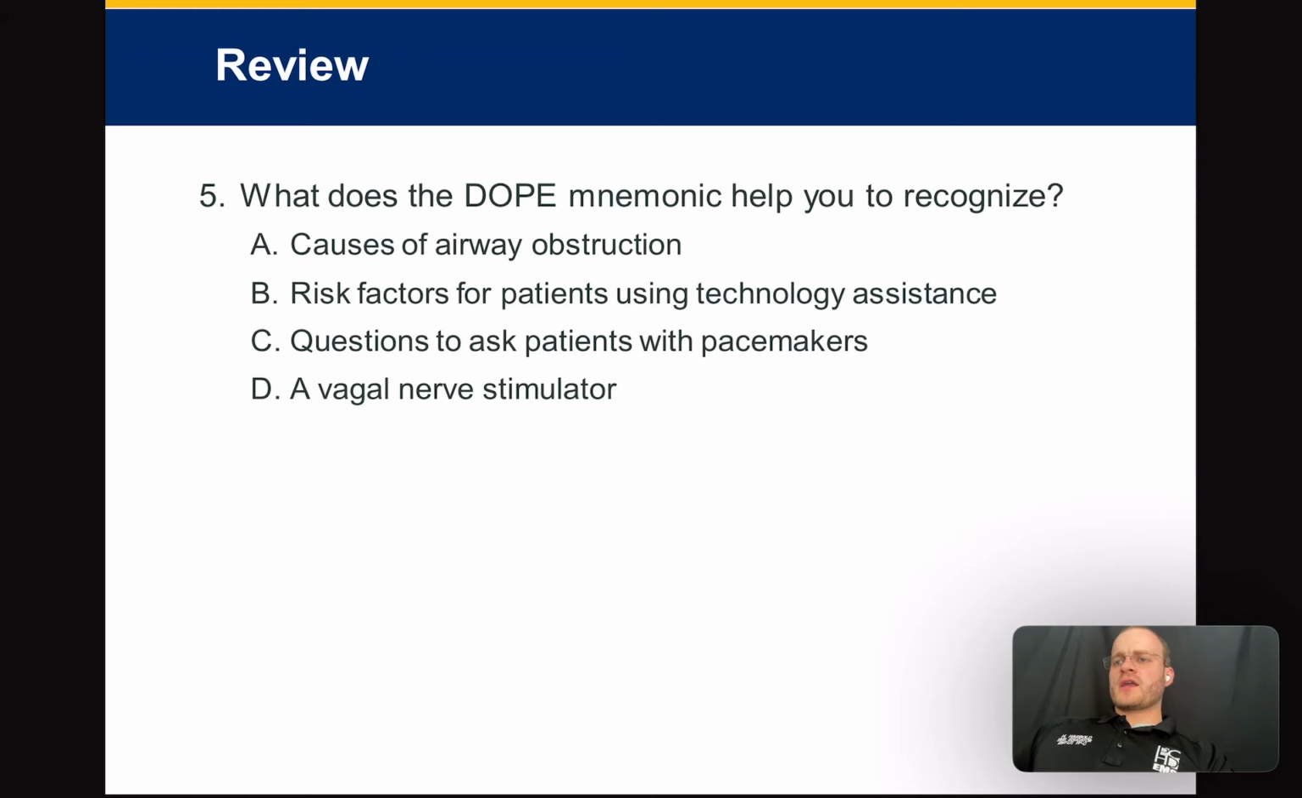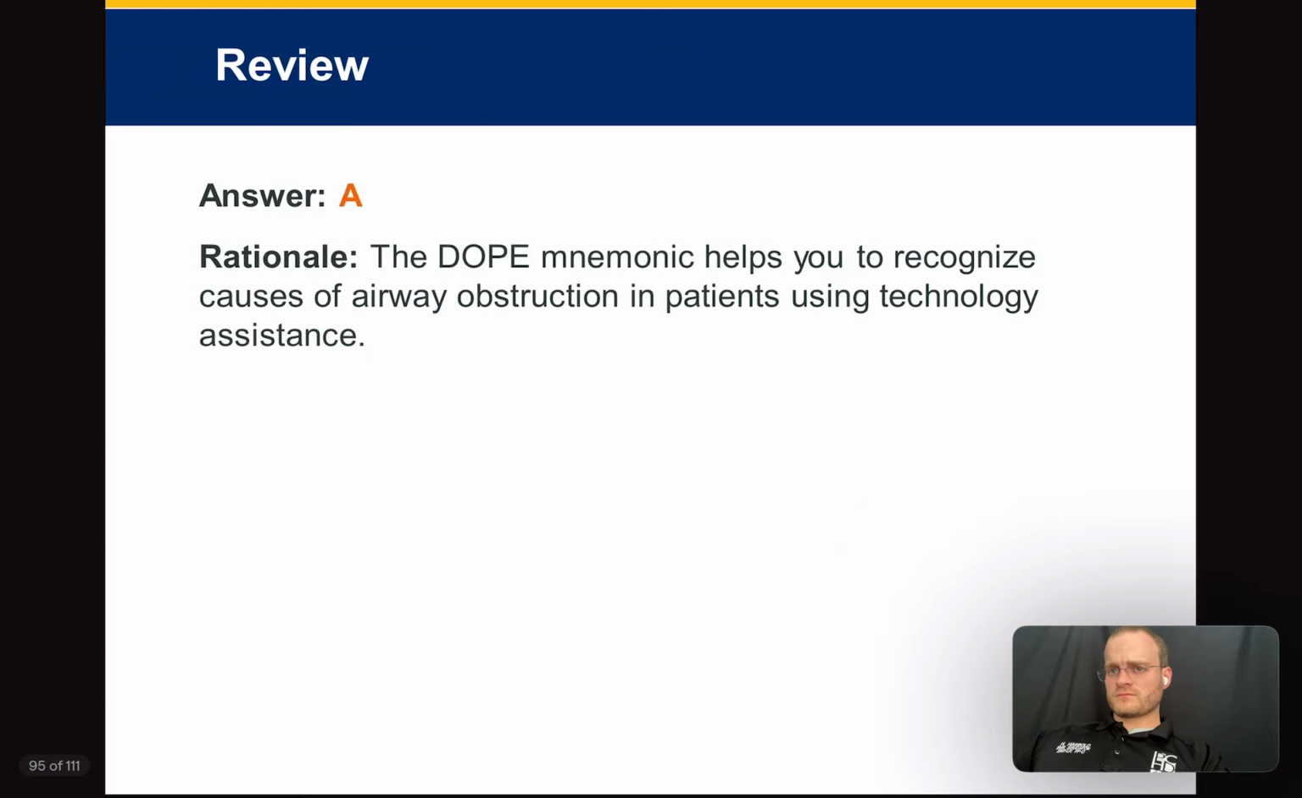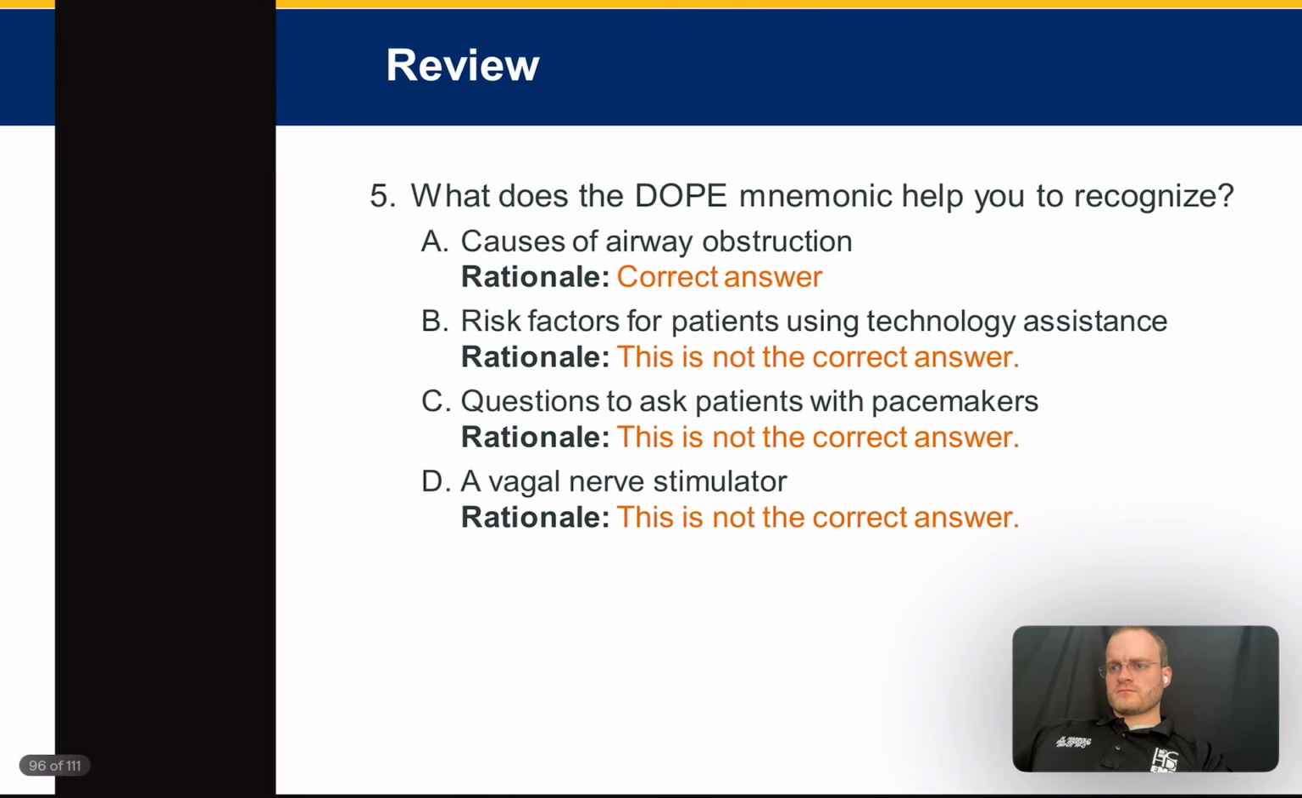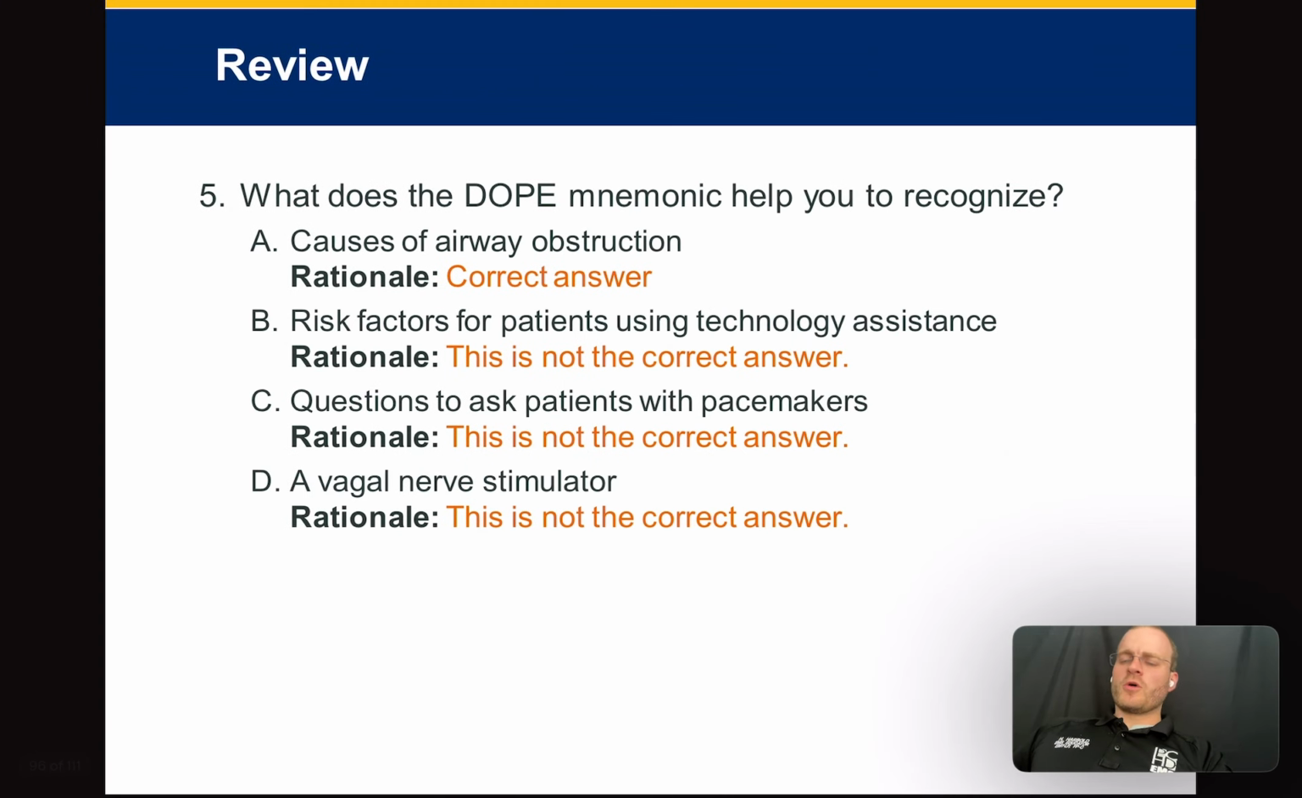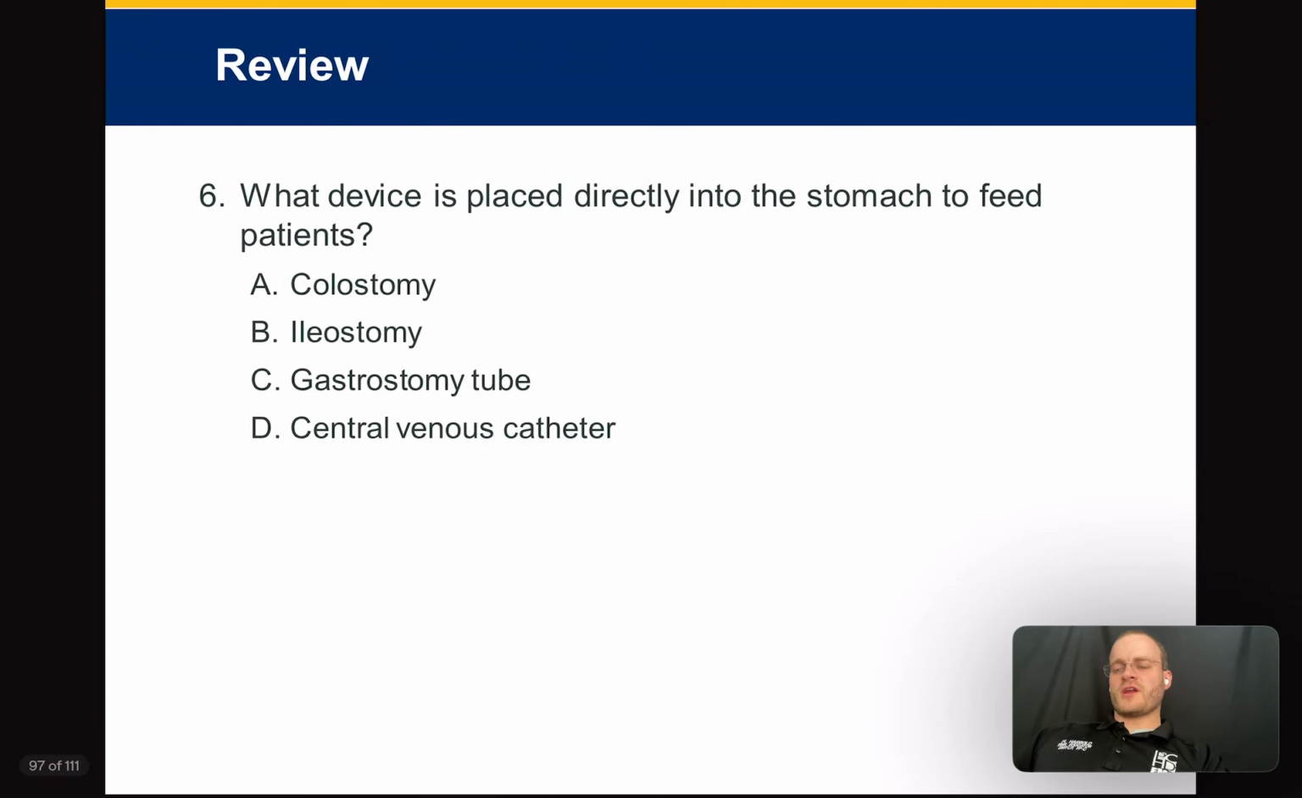Okay, what does the DOPE mnemonic help you recognize? Airway obstruction as it relates to a tube down the throat. Endotracheal tube, tracheostomy, something like that. Yeah, airway obstruction. So remember, displacement, obstruction, pneumothorax, and equipment failure. What a great rationale on this one. This is not a correct answer. No way. You know, they didn't rationalize them.